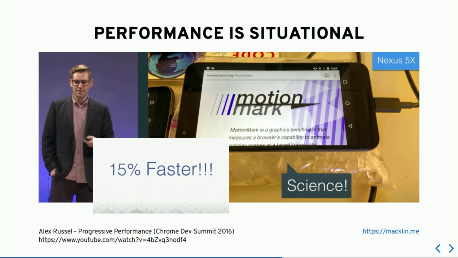Another really interesting thing as well is performance is situational. So this is a talk by Alex Russell, who talks pretty deeply on this particular topic. He had this interesting slide in his presentation where he took this device. This was a Nexus 5X, so this was a little while ago, but he ran this MotionMark test on here, which is quite a heavy graphics intensive test on a mobile device. He ran it once, and then he got an ice block out of the fridge and sat it underneath the device and ran the test again, and it was 15% faster.